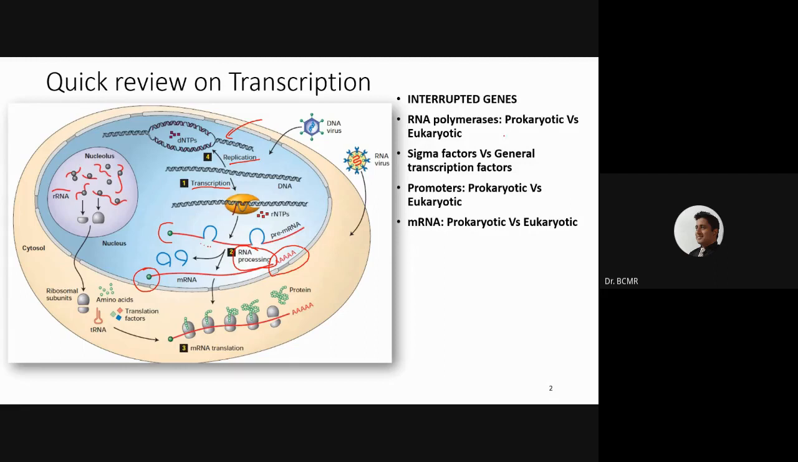To start with, I think we have to recollect what we have learned in the previous classes. In terms of RNA polymerases, prokaryotes have one, whereas eukaryotes have three different RNA polymerases, 1, 2, and 3. Polymerase 1 is involved in the majority of the rRNAs and some others. Polymerase 2 transcribes the majority of the mRNAs, and polymerase 3 is involved in tRNA transcription and some other small RNAs, right?